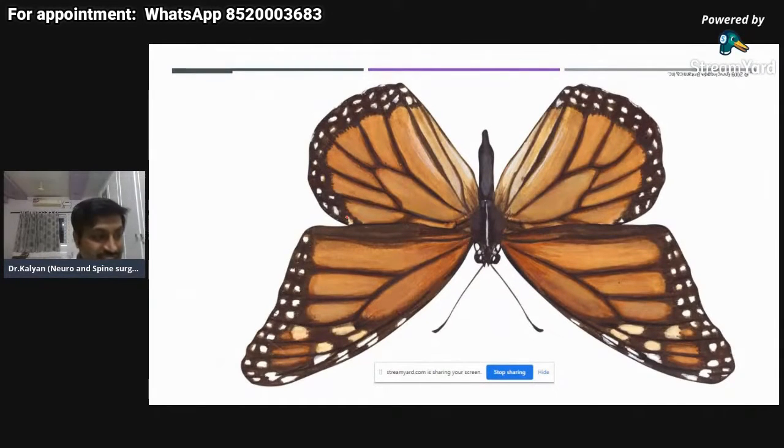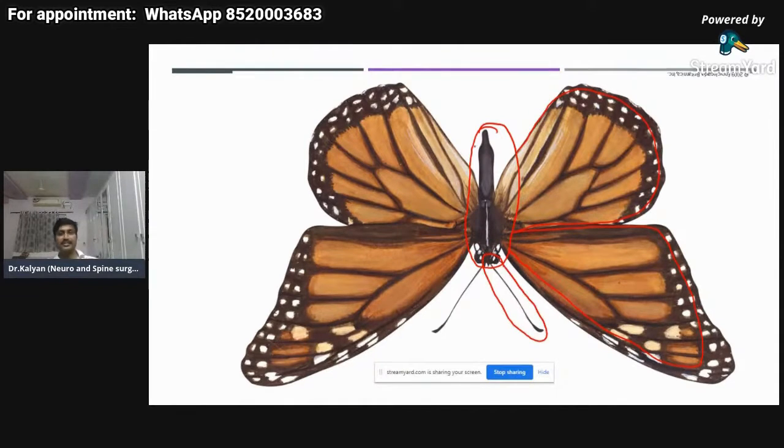From this, what is this? This is a butterfly. I hope this is a butterfly. This is the body of the butterfly. From the butterfly, we have three parts. Can you see this one? This is one. This is two. And this one is three.